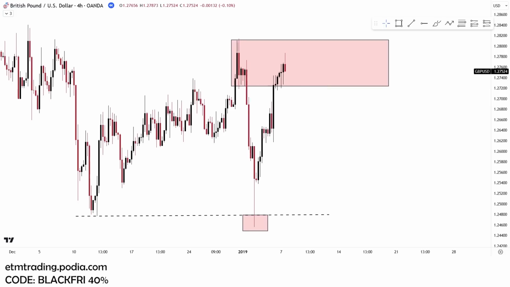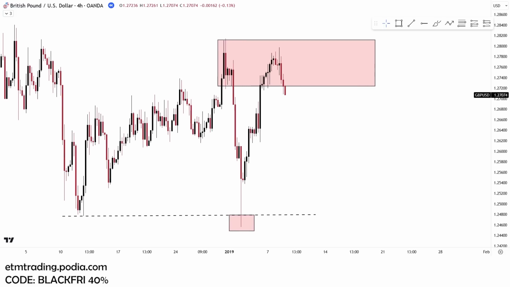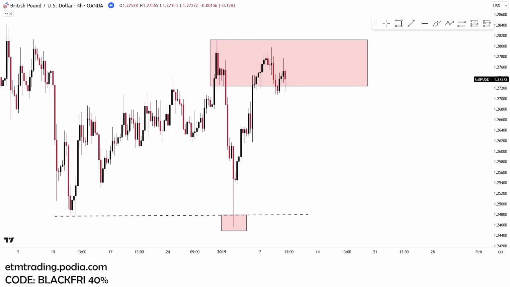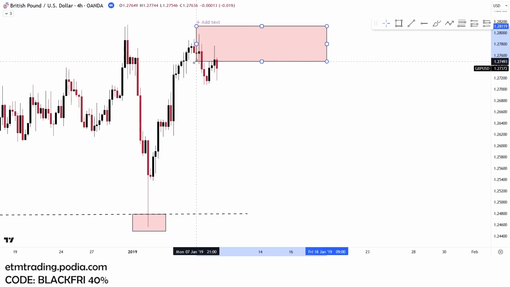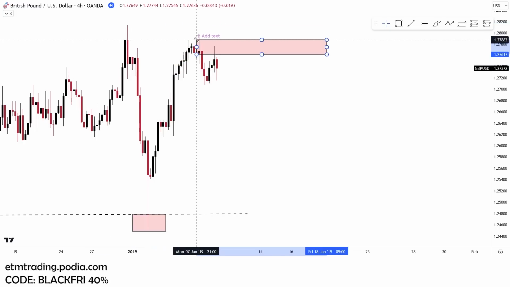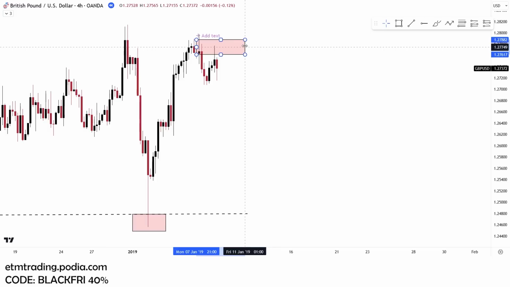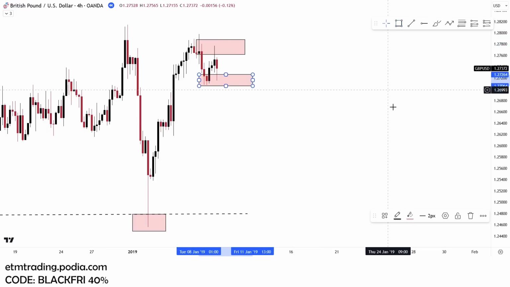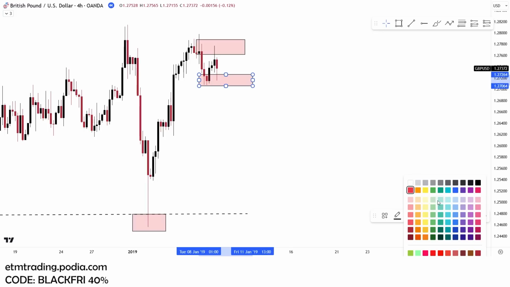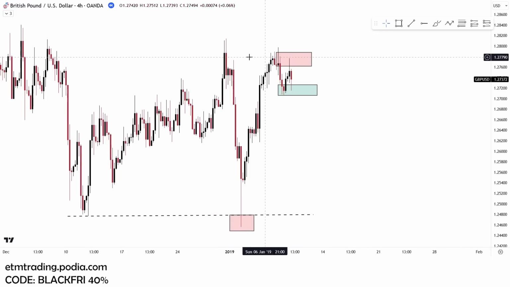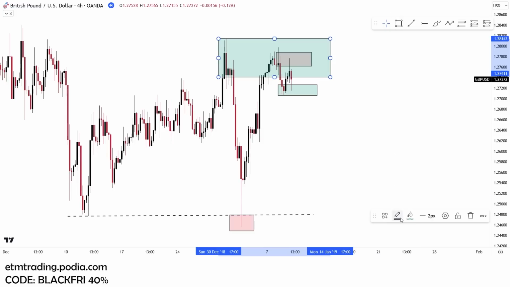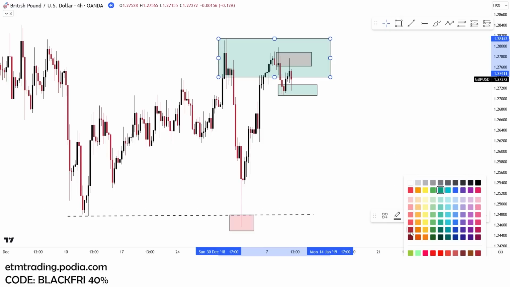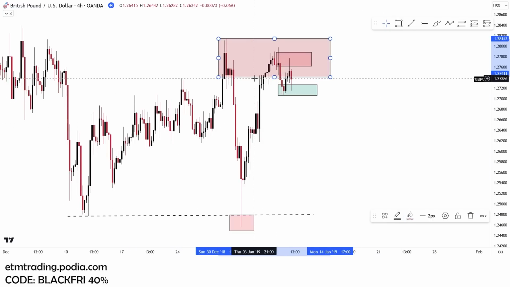Let's take a look at this reaction. What do you have here? You have, inside of your micro, a rejection from your extreme supply, and now price is approaching extreme demand. So what happened in this area? You have your macro supply. And as you can see, the trend is changing into bullish.